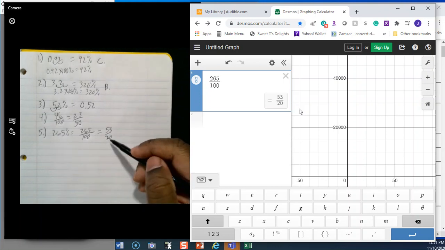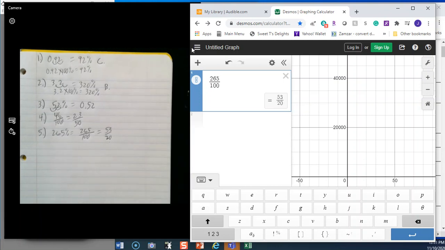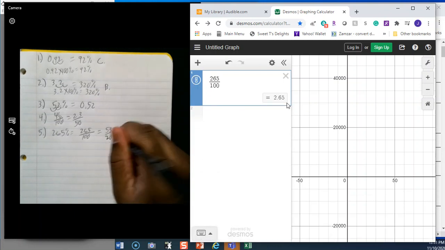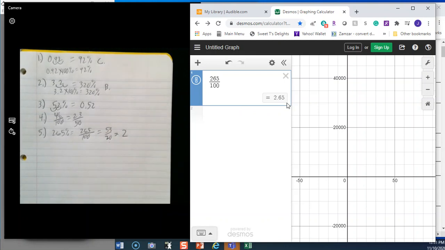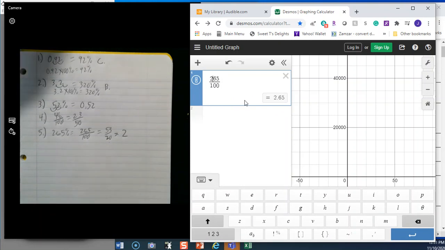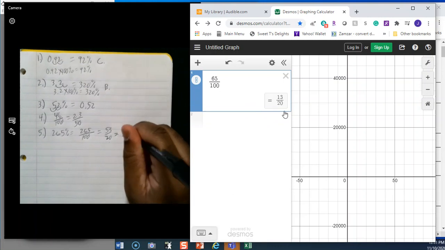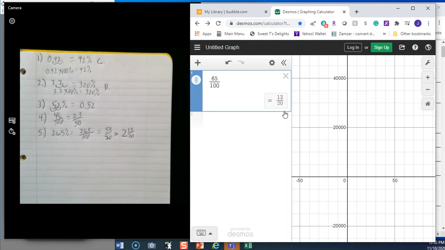53 over 20. 20 goes into 53. Well, let's do this. You press this here. It's 2.65. So we know our whole number would be a 2 because of what's in front of the decimal. So all we're left with is .65, which is 65 over 100. So if we got rid of this 2, 65 over 100, and we simplified it, that would give us 13 over 20. Now that's another way of actually doing it. All right, next.